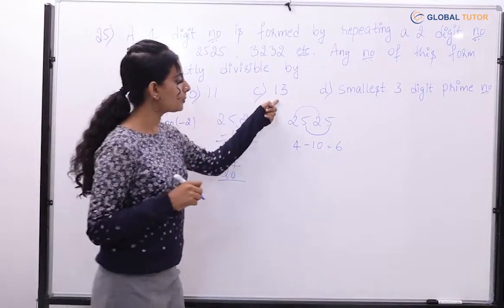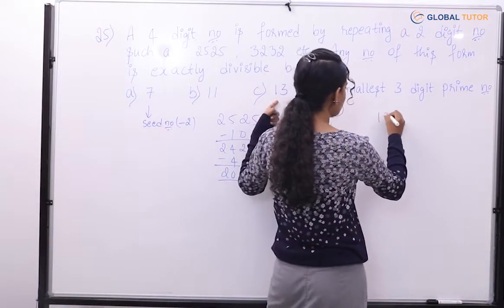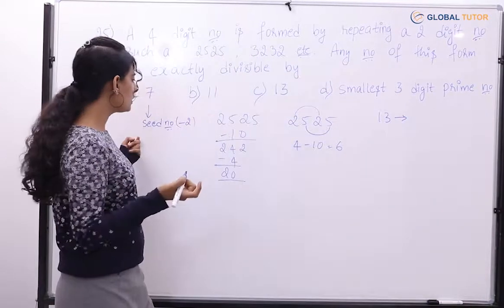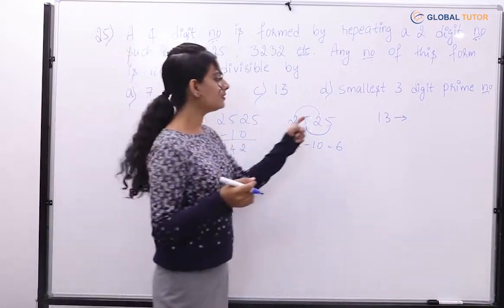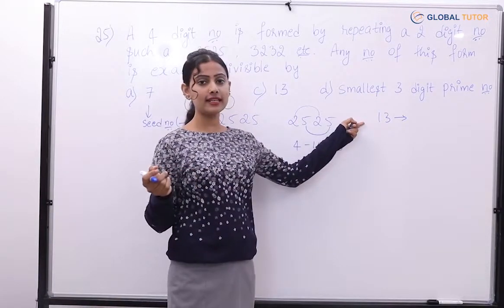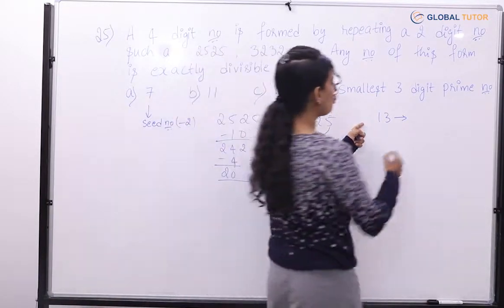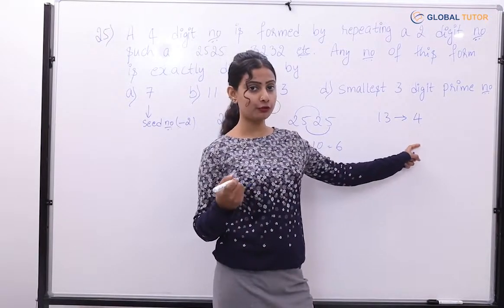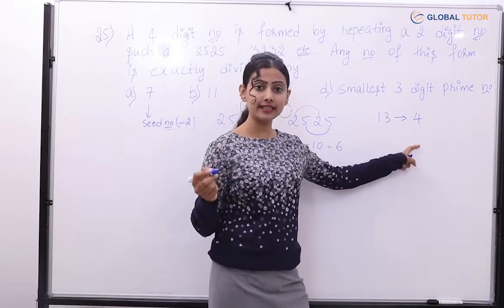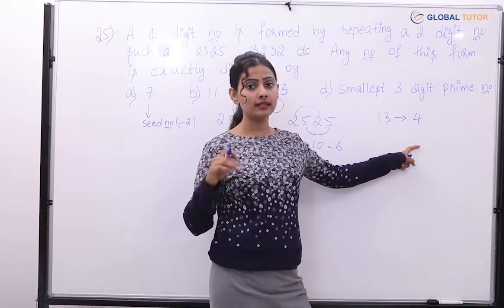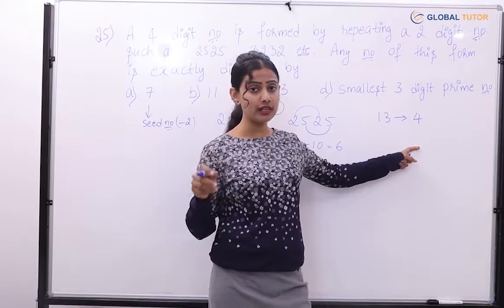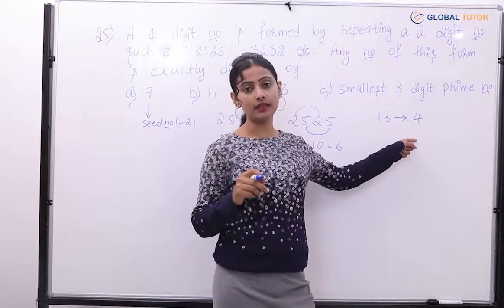Now, let's take option C. For 13, what is the divisibility rule? It's very similar to that of 7. So, you take the seed number. For 13, what is the seed number? It is 4. For 13, seed number is positive 4. Why? Because 13 3s are 39. 39 is the closest number to the multiples of 10, which is 40. So, it will be a positive number.